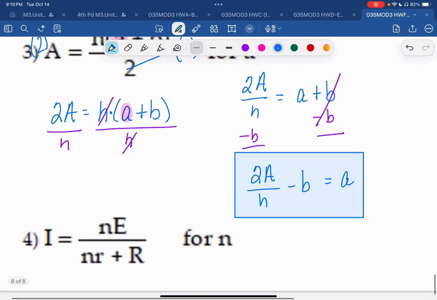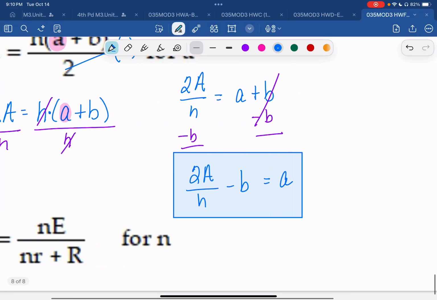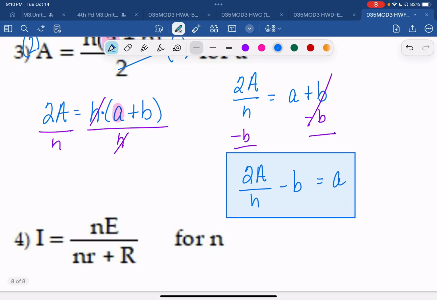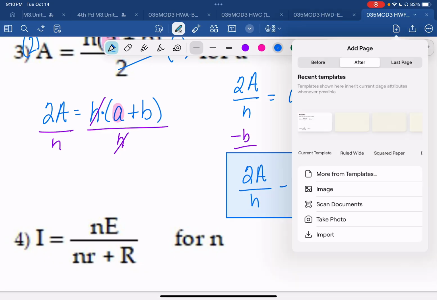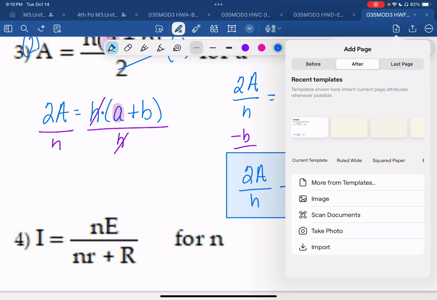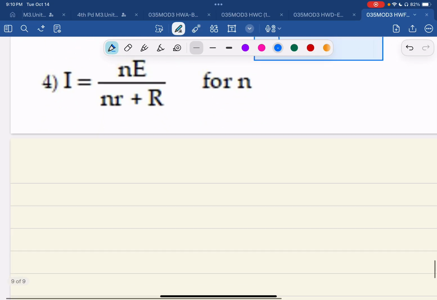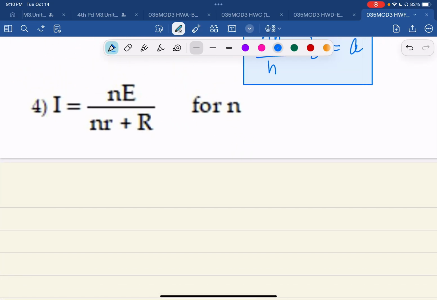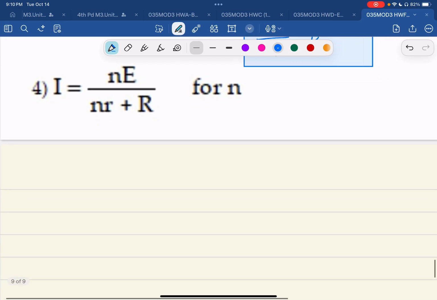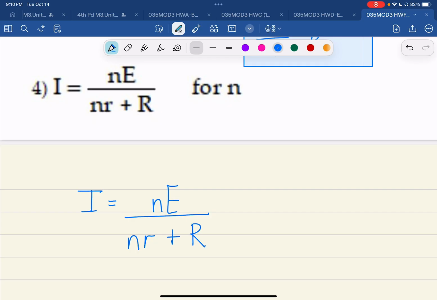All right, here we go. This is the toughest one. Okay. I don't know if I have enough room right here beside it, so I'm going to add another page. Okay. All right, so let's start by getting rid of the denominator. Same thing we've done each time. Okay, so we've got I equals NE over NR plus R. And we're trying to get N by itself.